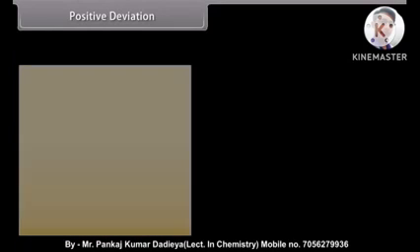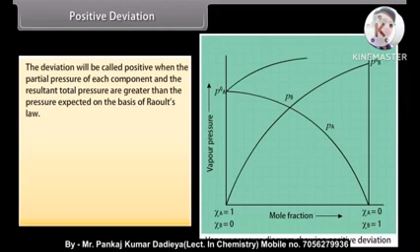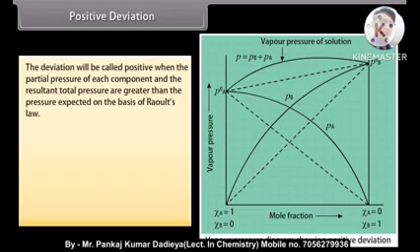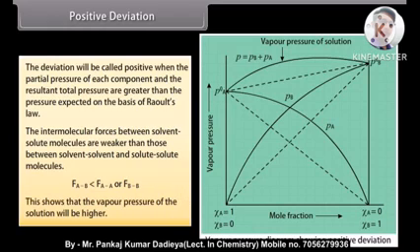A non-ideal solution can show either positive or negative deviation from Raoult's law. Positive deviation. The deviation will be called positive when the partial pressure of each component and the resultant total pressure are greater than the pressure expected on the basis of Raoult's law. For example, the solution of water ethanol and benzene acetone shows positive deviation. The intermolecular forces between solvent-solute molecules are weaker than those between solvent-solvent and solute-solute molecules. This shows that the vapor pressure of the solution will be higher.